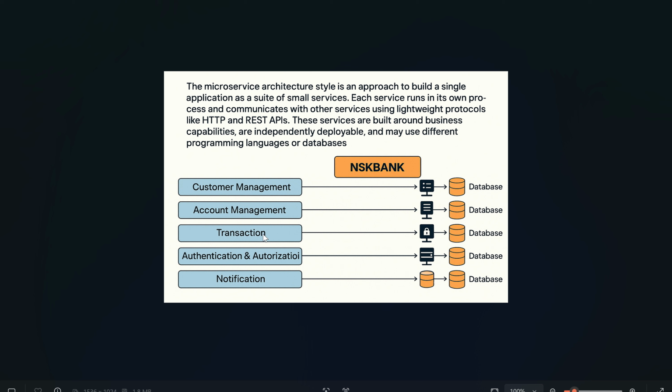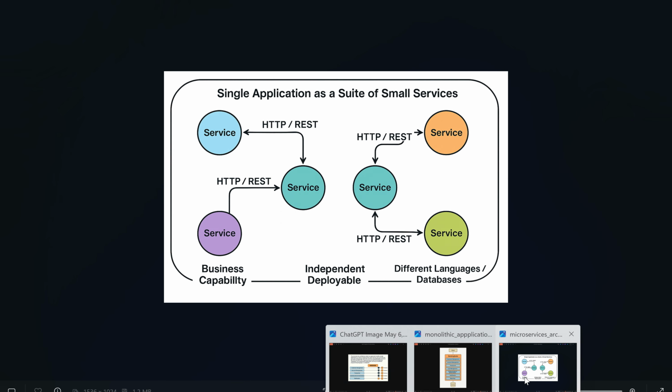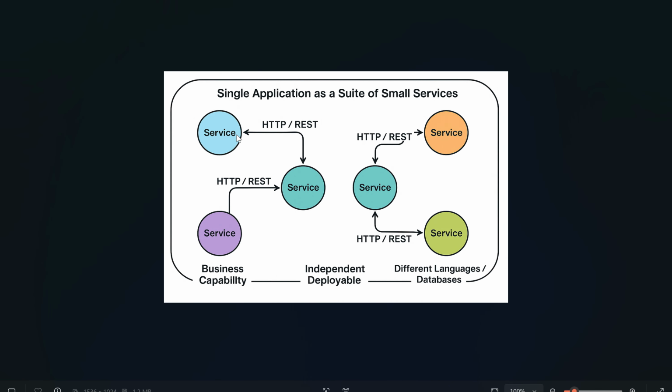And if tomorrow the customer management wants to communicate with the transaction management, the transaction service, they can communicate through the HTTP protocol. We have a lightweight protocol, HTTP. Okay, and we can use REST API as well to communicate. So here you can see in the next diagram, a service is making a call to another service using the HTTP protocol. Okay, so that's the definition of the microservice.